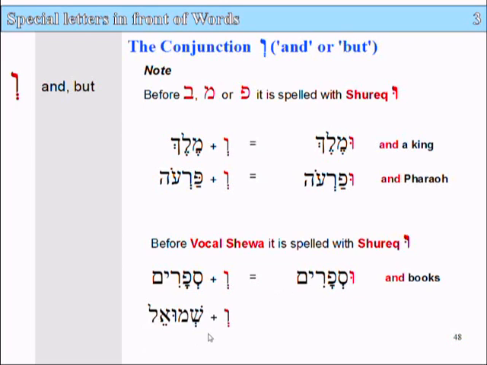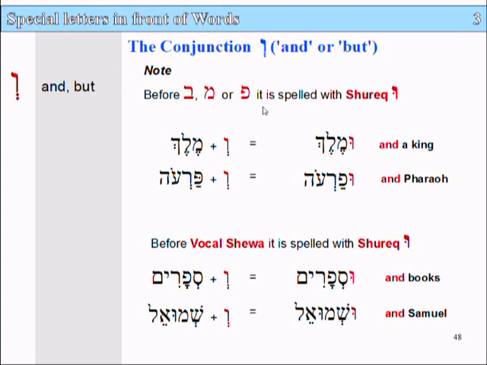Likewise, in this example, we have a vocal shva underneath the first letter. In this case, the letter is a shin in the word Shemuel, which is actually Samuel. We add the vav, and it becomes Ushemuel, or Ushmuel, and Samuel.